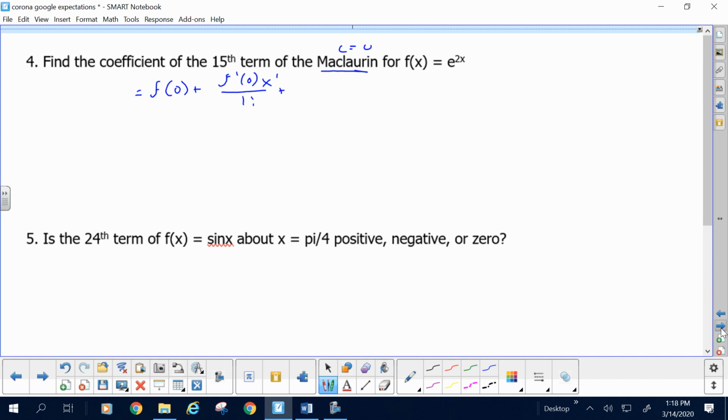So the 15th term, you have to ask yourself, does that mean the 15th derivative or the 14th derivative? And what's the pattern involved? Well, because it starts with no derivative, you could say it kind of starts at 0. So the 15th term would be when we get the 14th derivative at 0, x to the 14th over 14 factorial. That's the 15th term.